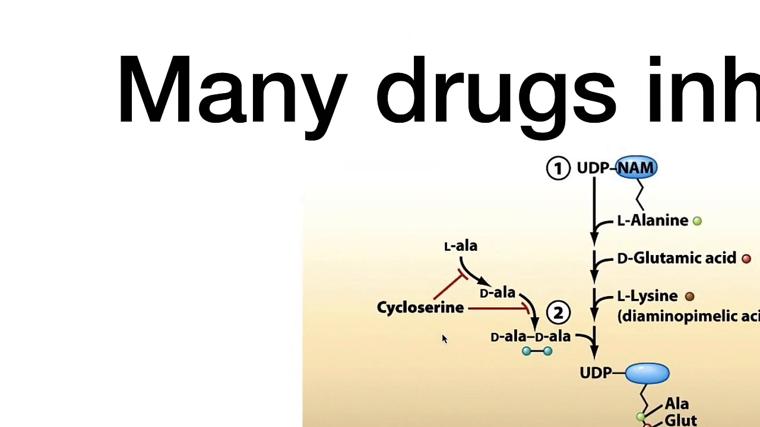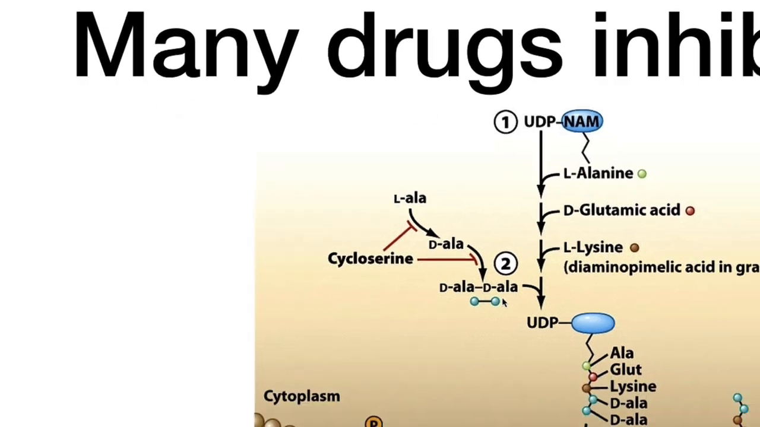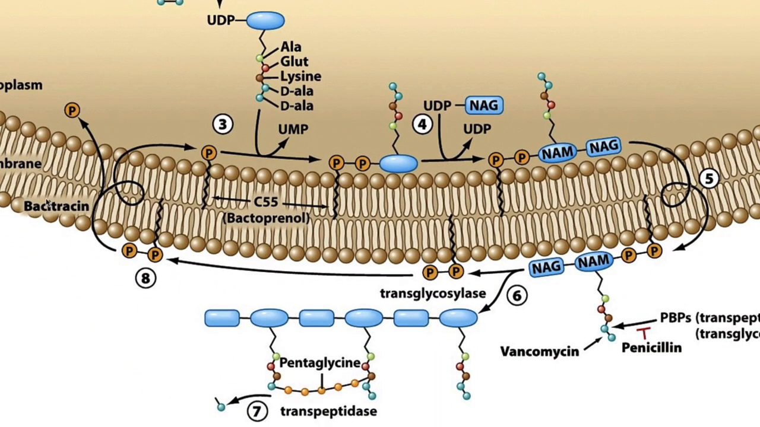Cycloserine is a molecule that inhibits the formation of this D-alanine dimer. Alanine is an amino acid, and part of the synthesis of peptidoglycan is making this D-alanine dimer, and if you can't make that, you can't make the cell wall. Bacitracin, shown here, blocks the flipping of this carrier molecule called bactoprenol from the outside of the membrane to the inside. Bactoprenol has a NAM-NAG monomer added onto it, and then it flips back to the outside, and this NAM-NAG monomer with the peptide interbridge is what actually gets built into the growing chain of peptidoglycan.